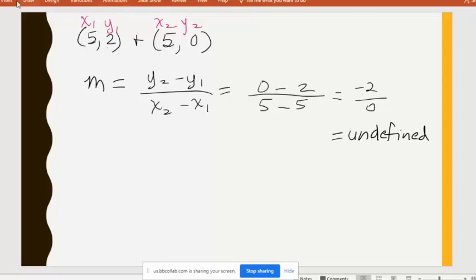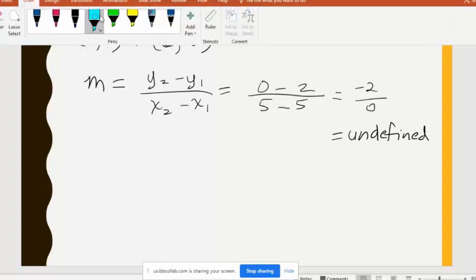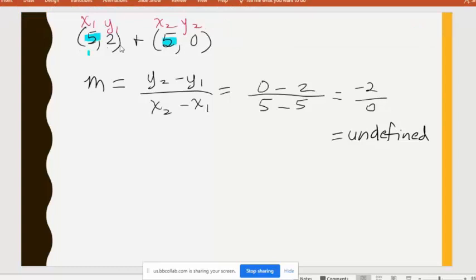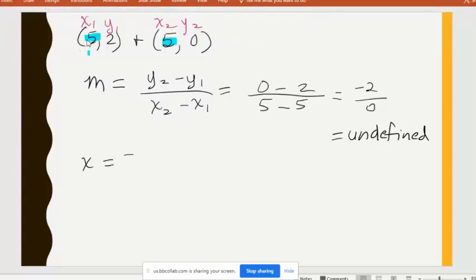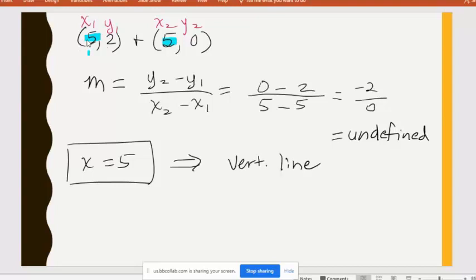The equation for this vertical line, how nice is this? If you notice that the x's match, here's your equation: x equals 5. Pretty nice. If the y's matched, you'd have an equation y equals whatever number. So try to notice that initially if you're given two points. And I know x equals 5, that's a vertical line.